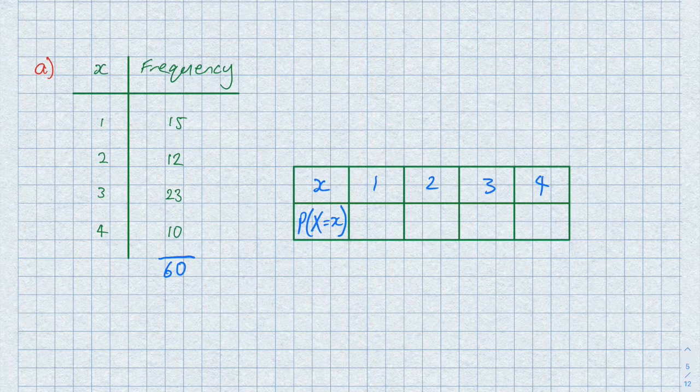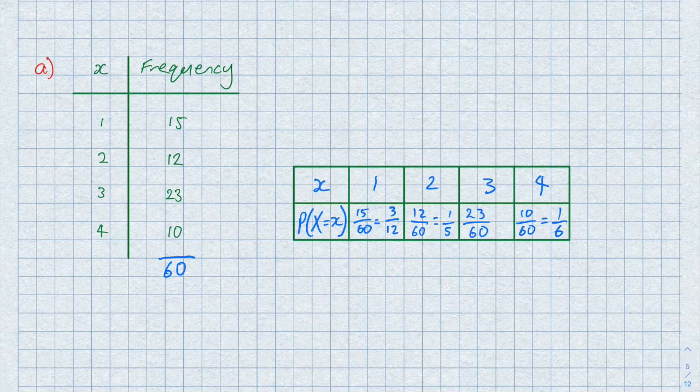So this first one is 15 out of 60. I've just left space there to simplify. Dividing by 5, that's 3/12. For the second one, it is 12 out of 60. I'm going to divide by 6, 2/10, so 1/5. For 3, it's 23 out of 60. 23 is prime, so that's not going to simplify. And for the fourth one, it is 10 out of 60, so 1/6. You can do that as a decimal or a fraction.